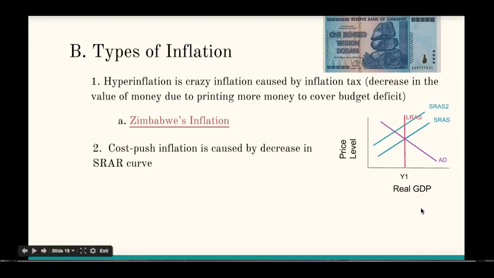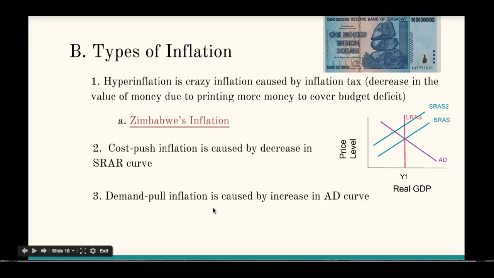What causes that shift? Well, it could be a couple of things. Our nominal wages could increase. Our commodity prices could increase. Or we could have a general decrease in productivity. But this is called cost push because it's generally a result of either the cost of wages or the cost of commodities pushing prices up for everything else. So that's cost-push inflation.